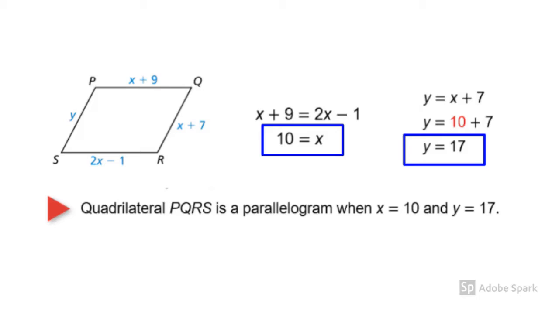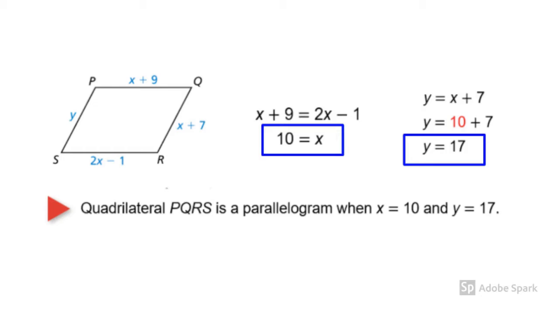An example of a problem that would be seen in this section is finding the values of x and y that would make this quadrilateral a parallelogram. Well, the parallelogram opposite sides converse states that if opposite sides are congruent, this quadrilateral is a parallelogram. So I'll set the expressions for both opposite sides equal to each other. This gives me x plus 9 equals 2x minus 1, and y equals x plus 7.